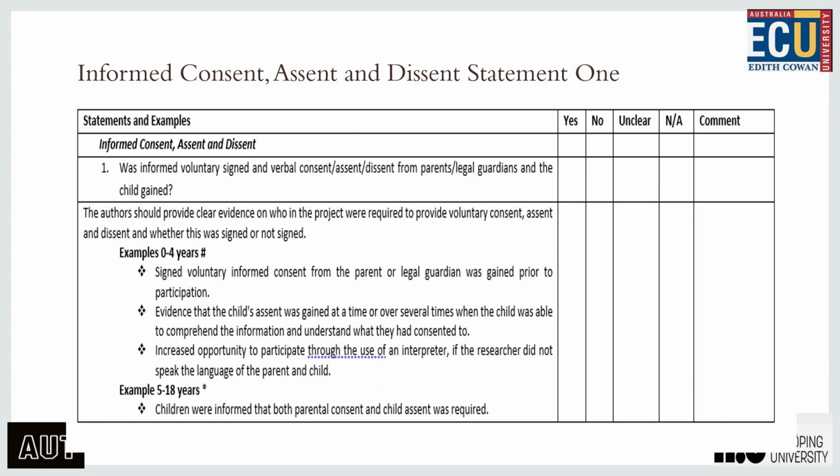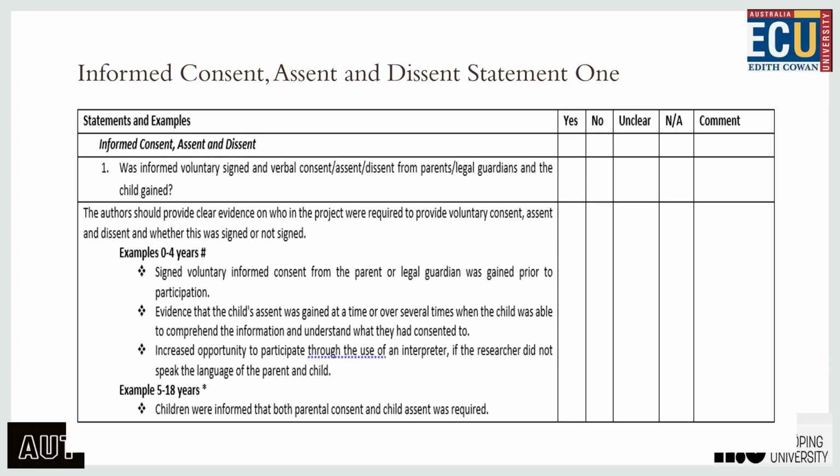For informed consent, assent and dissent, statement 1, you can see the first statement being: was informed, voluntary, signed and verbal consent, assent, dissent from parents, legal guardians and the child gained. So the authors should provide clear evidence on who in the project were required to provide voluntary consent, assent and dissent, and whether this was signed or not signed.